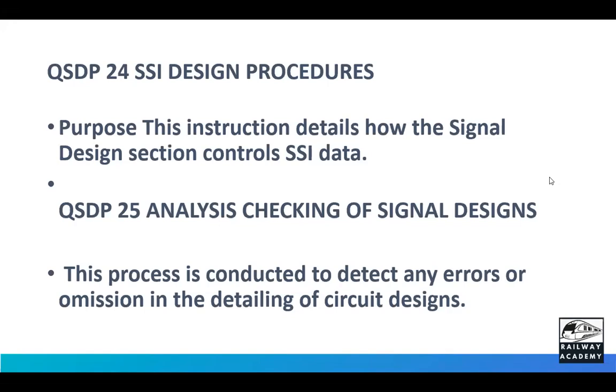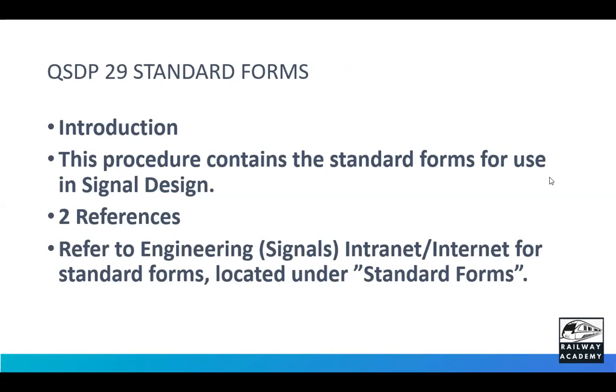Coming to QSDP 25, analysis checking of signal design. What is this analysis? This process is conducted to detect any errors or omissions in detailing of the circuit design. So there it stipulates how to find out errors in the circuits made, and what type of checking you have to conduct for finding out the errors. This is the analysis they have stipulated under QSDP 25, analysis checking of signal designs.